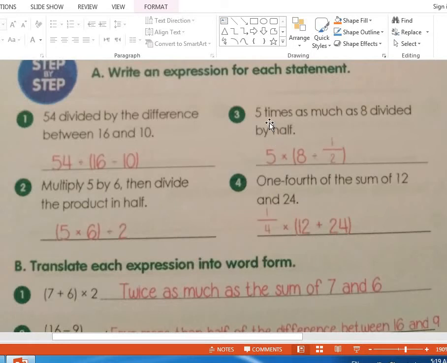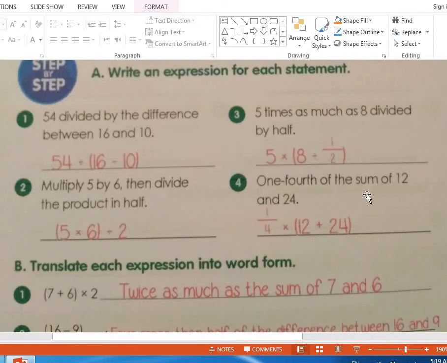5 times as much as 5 times. So 5 times 8. Open brackets, 5 times as much. Open brackets, 8 divided by half. 8 divided by half.